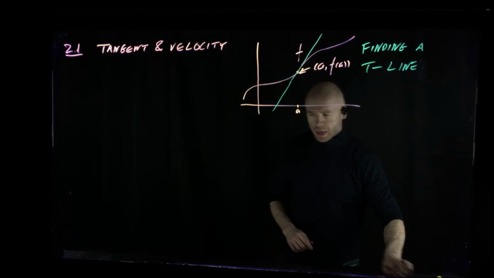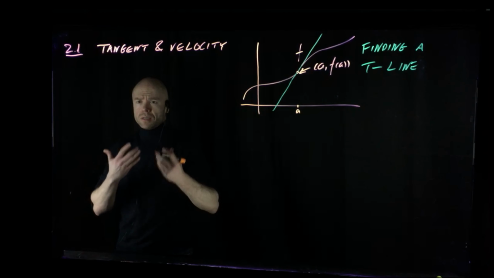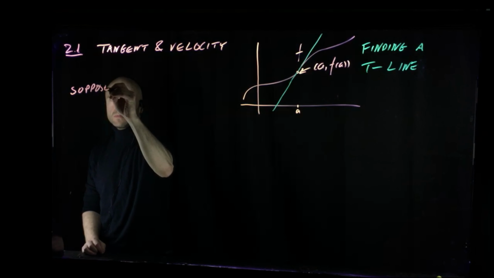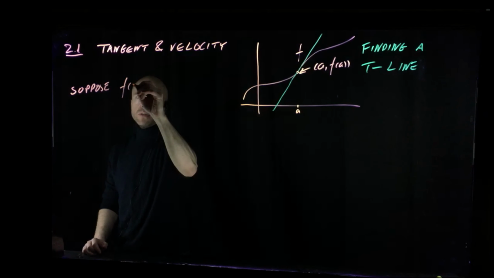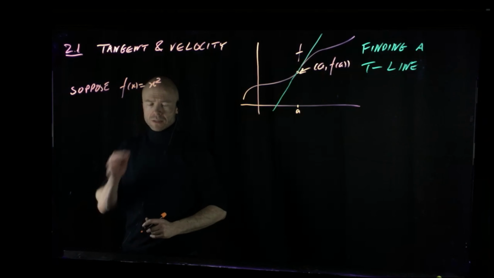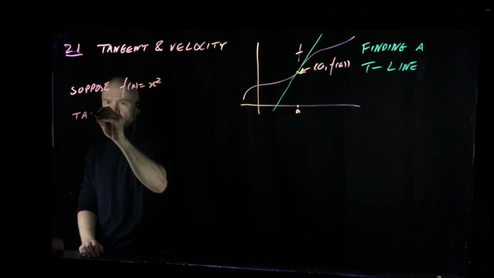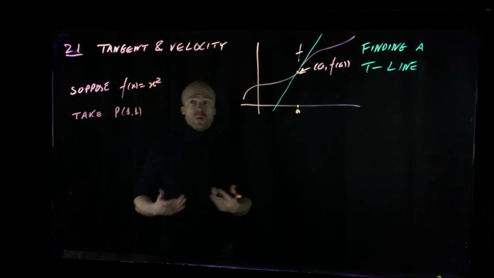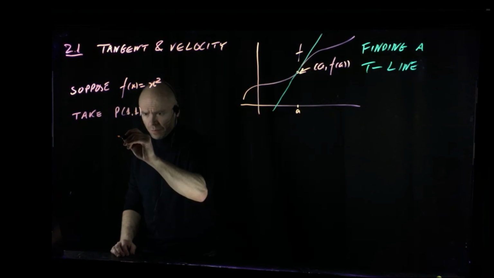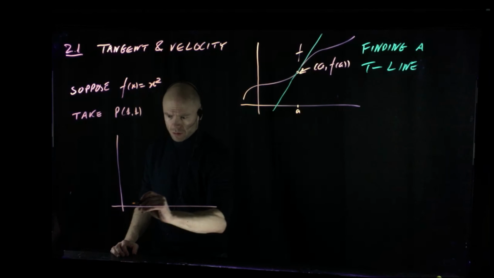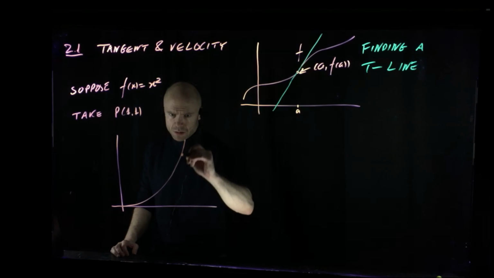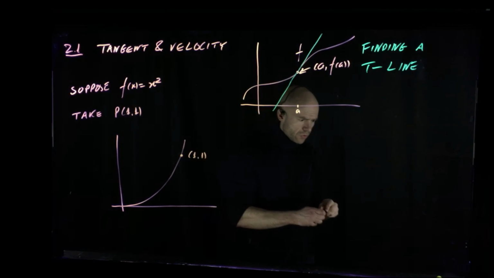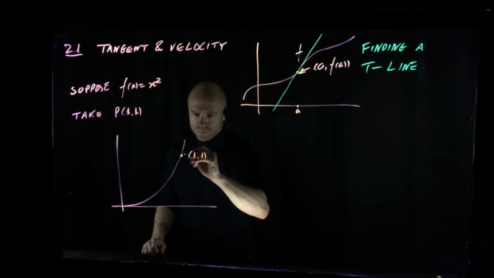I'm going to do a specific case, which is just considering a quadratic function. So suppose we have f of x is equal to x squared, and let's take the point 1, 1, because when x equals 1, we're going through the point 1, right? So let's draw another picture. Looks like this. Here we are at 1, 1. Okay. And we're going to try and find the tangent line that goes through this point.